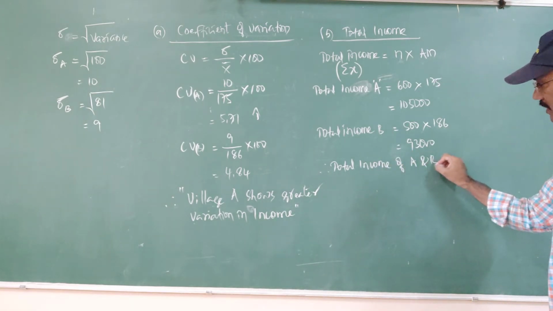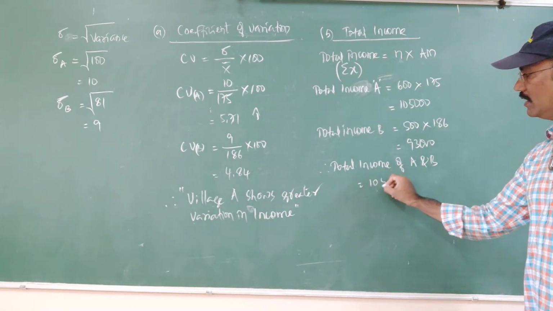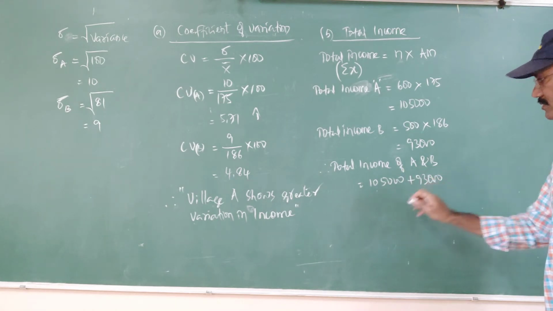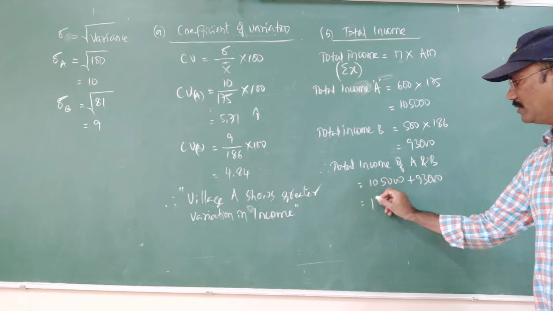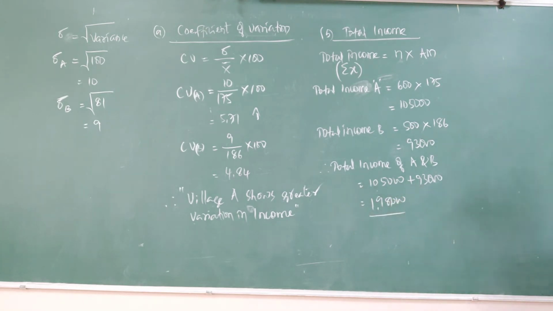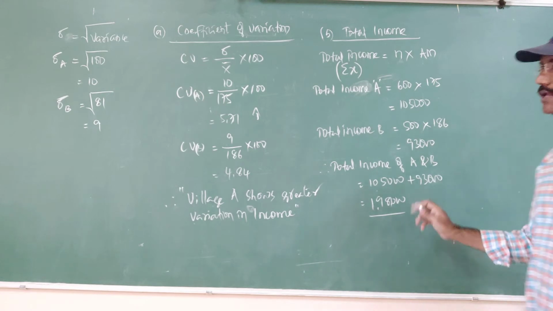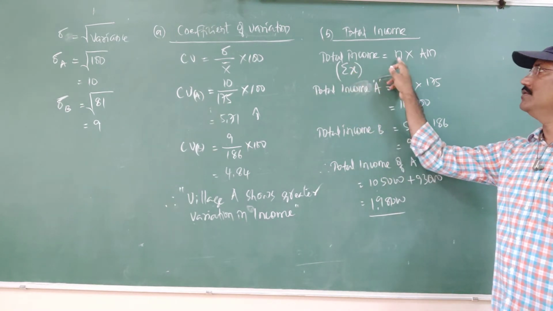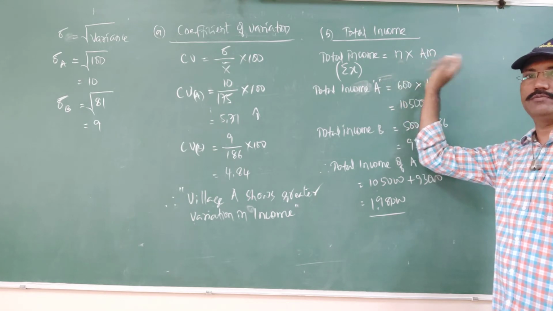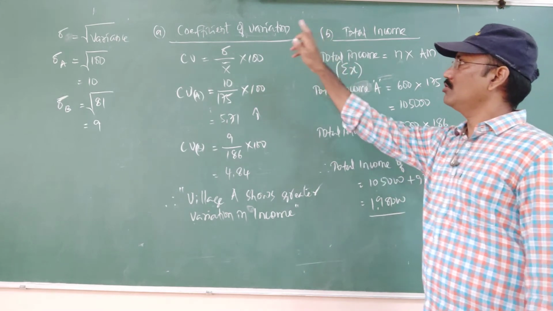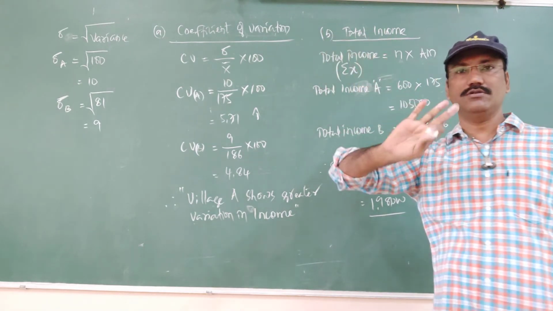Therefore, total income of A and B together is equal to 1,05,000 plus 93,000. So add these two, what will you get? 1,98,000. So total income of both village A and B is how much? 1,98,000. Total income is what? That is summation of x. The formula is n into arithmetic mean. You find this one, you will get total income. So this is all about question number A and question number B in question number 10.